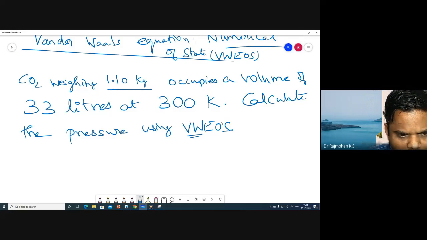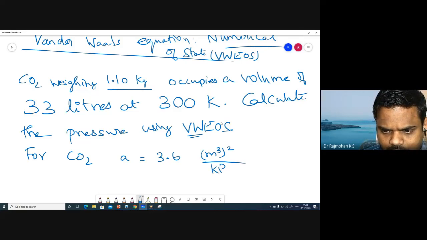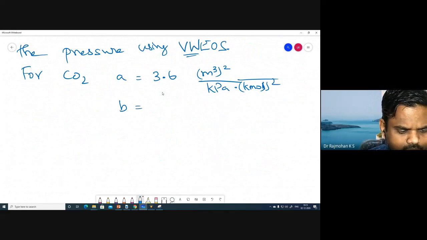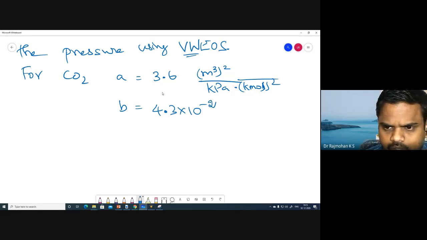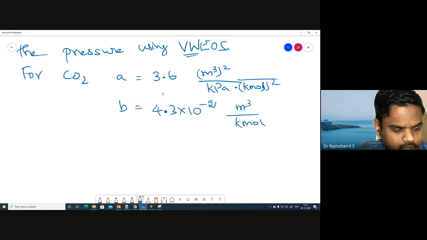Now data is given for CO2. A is given as 3.6 meter cube whole square by kilopascal kilomole square. Okay, and B is equal to 4.3 into 10 power minus 2 meter cube per kilomole.